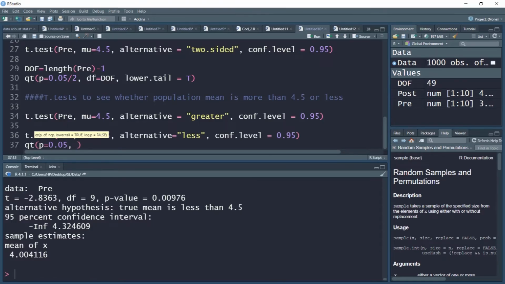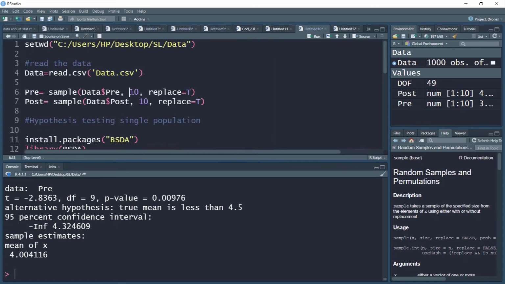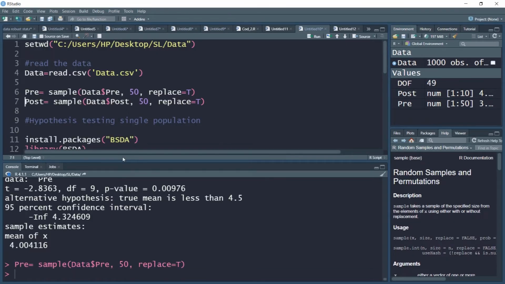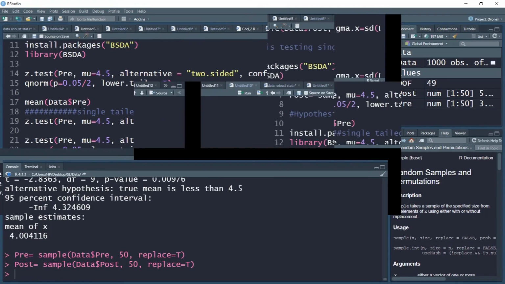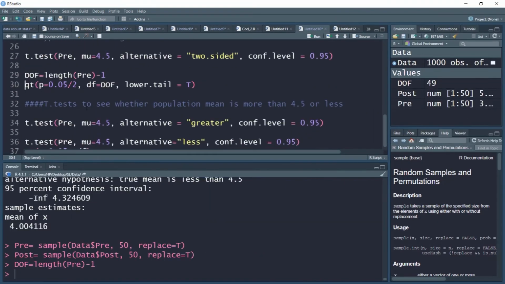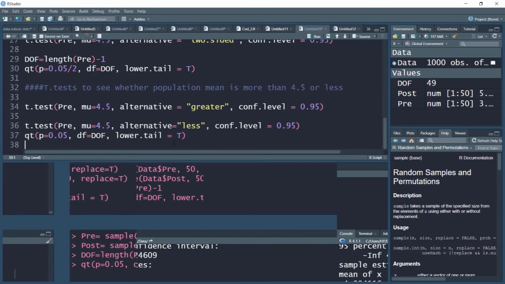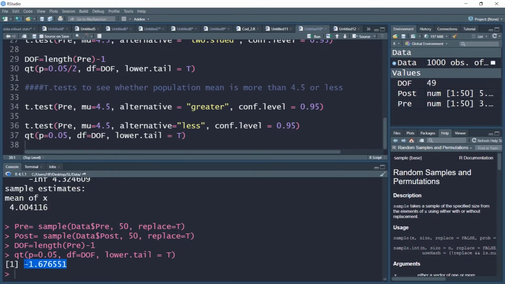We also need to supply degrees of freedom, but before that we'll put the sample size as 50. So we'll put the sample size as 50 and compute our degrees of freedom as length of sample size minus 1, and then we'll run this. We'll give the degrees of freedom as DOF, and also we'll put the argument lower tail as T. Why? Because we are looking at the lower side of the tail, the negative side of the t statistics. So we can easily compute our relevant t statistic as -1.67.